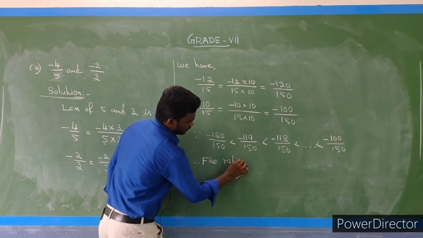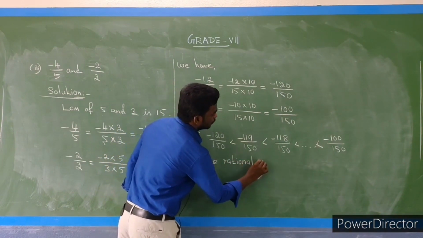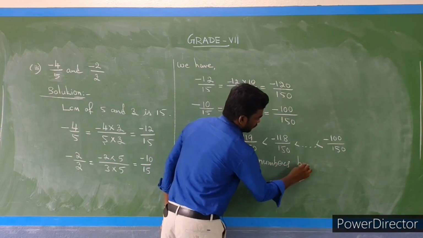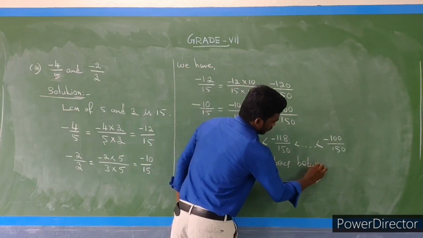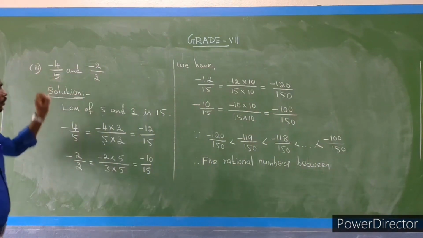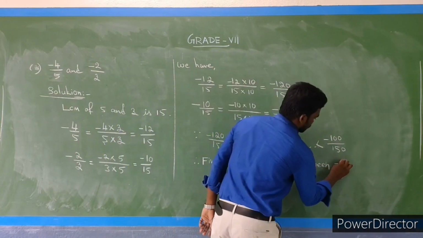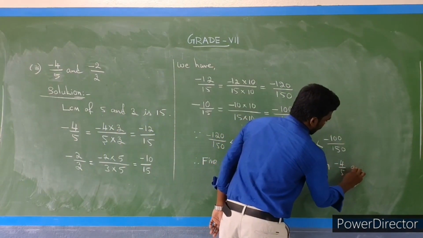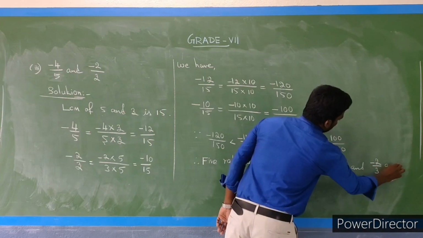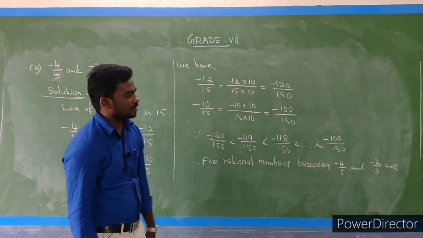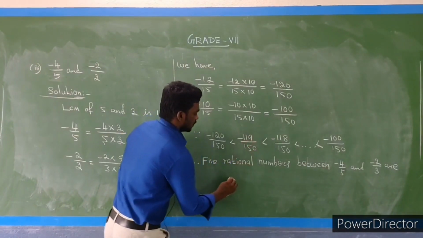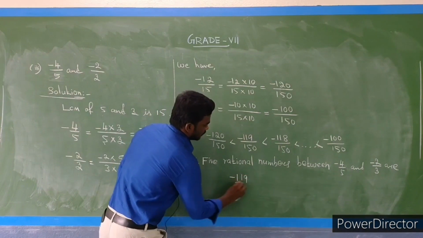5 rational numbers. Therefore, 5 rational numbers between minus 4 by 5 and minus 2 divided by 3. So the 5 rational numbers between minus 4 by 5 and minus 2 by 3 are, what are the 5 rational numbers?